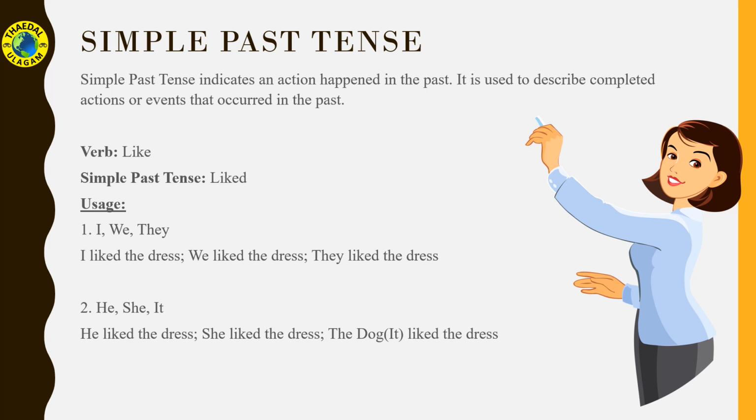I, we, they, he, she, and it, all these use liked. I liked the dress. We liked the dress. They liked the dress. He liked the dress. She liked the dress. The dog liked the dress, or can also be represented as it liked the dress.